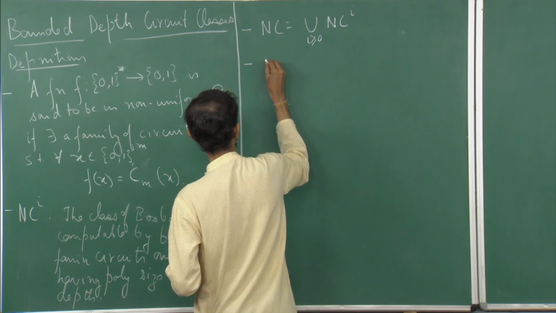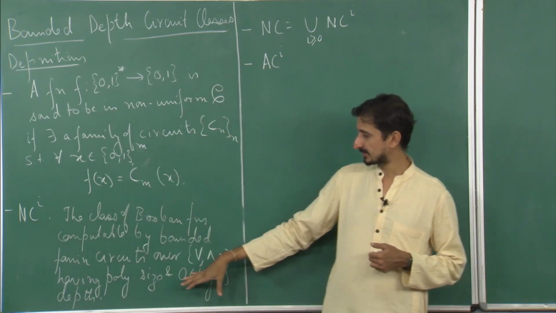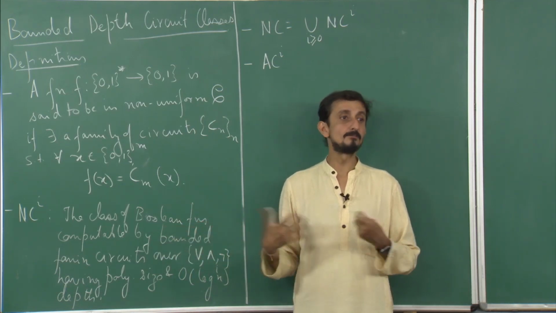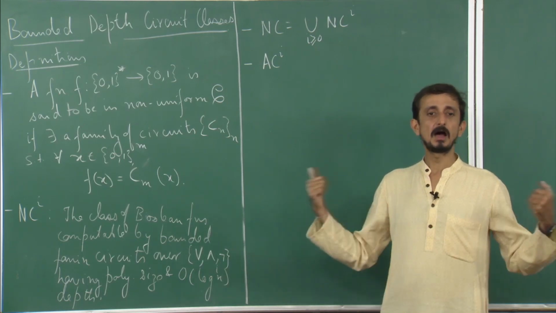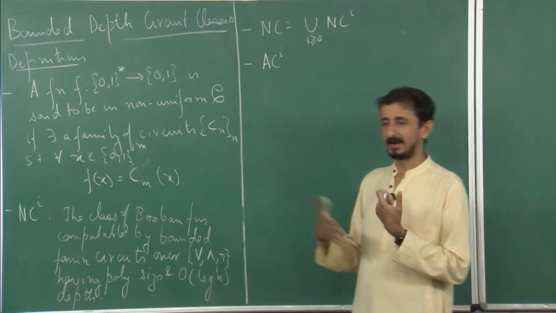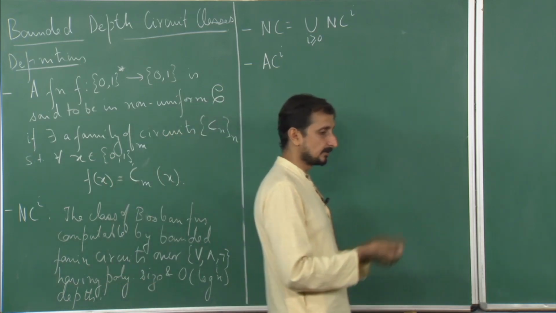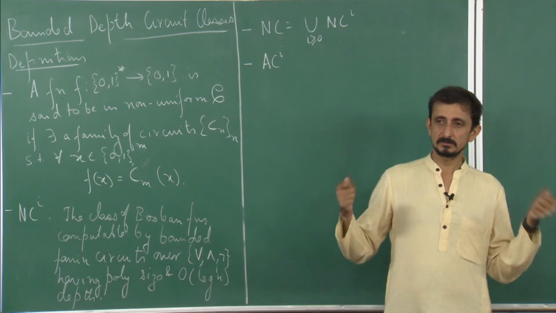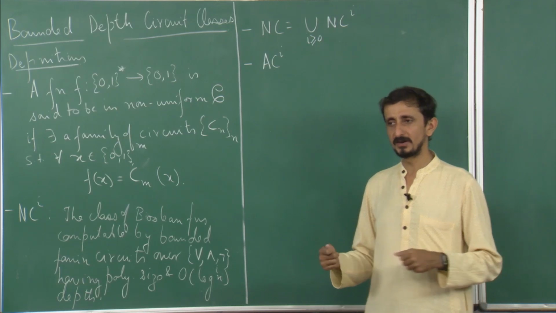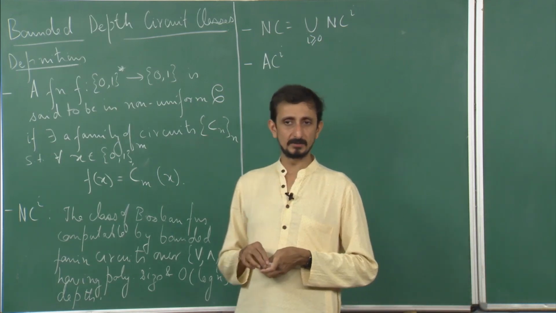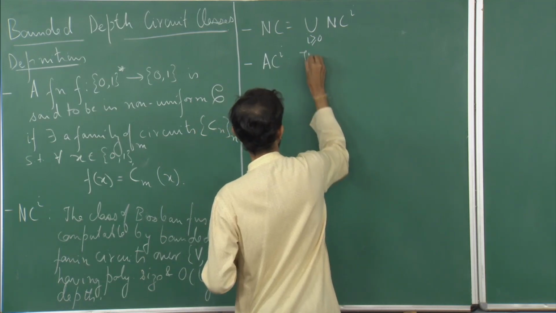Now, we have the class AC^i. AC^i is exactly the same, but instead of bounded fan-in we allow unbounded fan-in. So basically we can have an AND and OR gate which can take an arbitrary number of inputs. And the definition is of course very natural. If you have an AND gate with k inputs, it outputs 1 if all the k bits are 1, and an OR gate with k inputs will output a 1 if at least one of them is a 1.